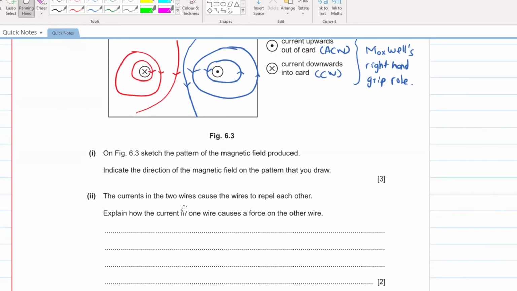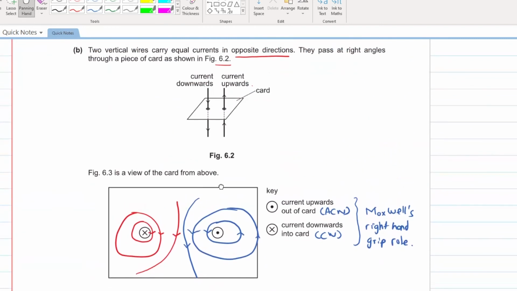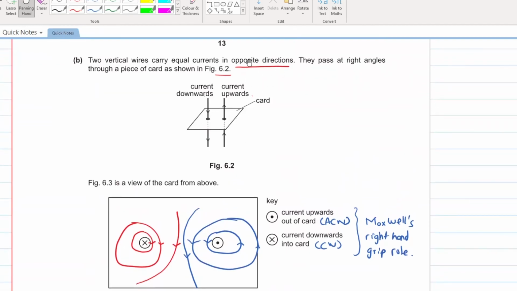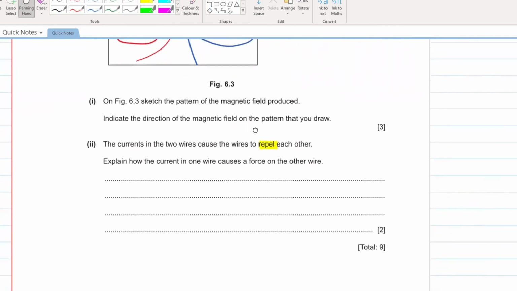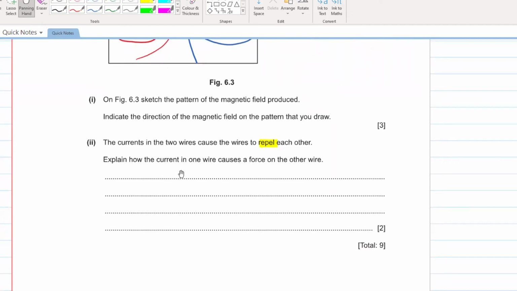The current in the two wires cause the wires to repel each other. And beta, we already know this. मैंने यहाँ पे लिखा हुआ भी था कि if the currents are in the opposite direction, they will repel each other. Perfect. Explain how the current in one wire causes a force on the other wire. Any ideas? Yes. Geniuses, any ideas?